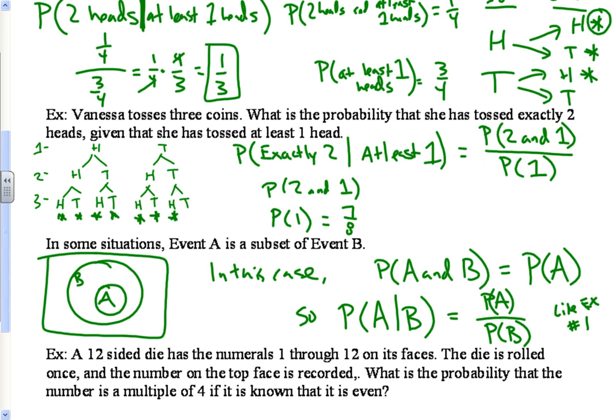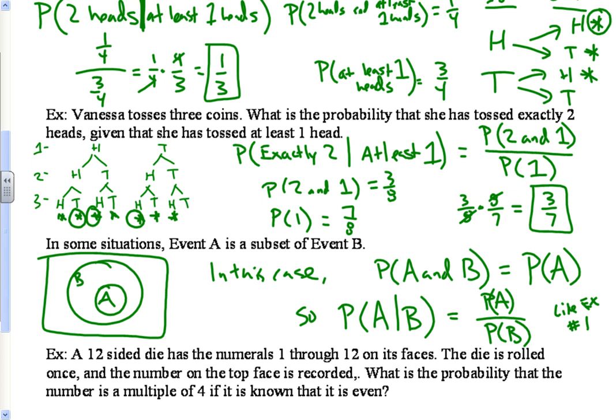Now this is another situation where in order to have 2, you have to have at least 1. So event A is a subset of event B, which means that in order to have 2, you already had to have 1. So this one here has exactly 2. This one here has exactly 2. And this one here has exactly 2. Alright, so that would be 3 out of 8. And so then the overall probability would be 3 out of 8 divided by 7 out of 8, which means times the reciprocal, 8 over 7, which would be 3 over 7.